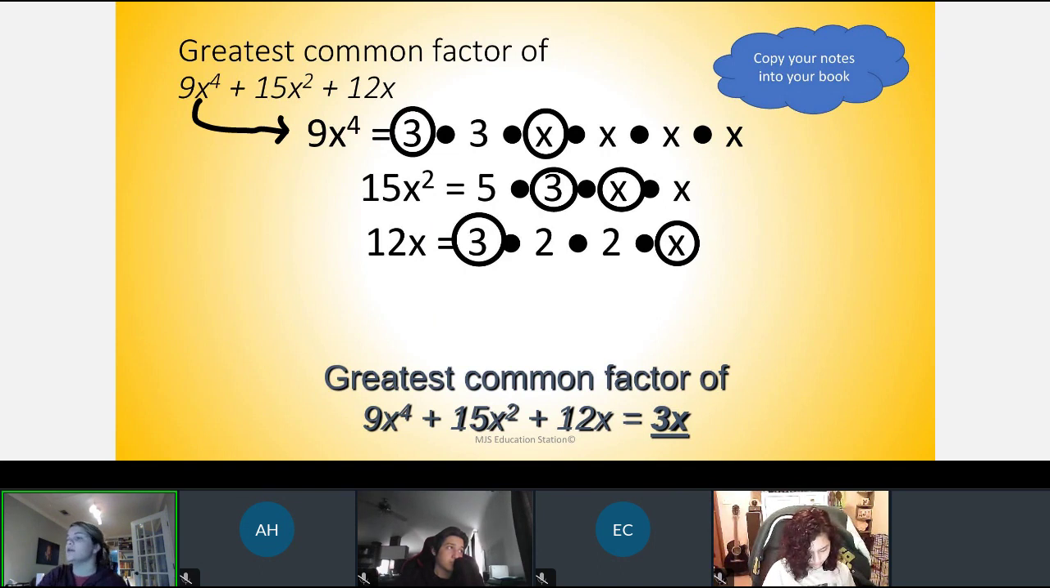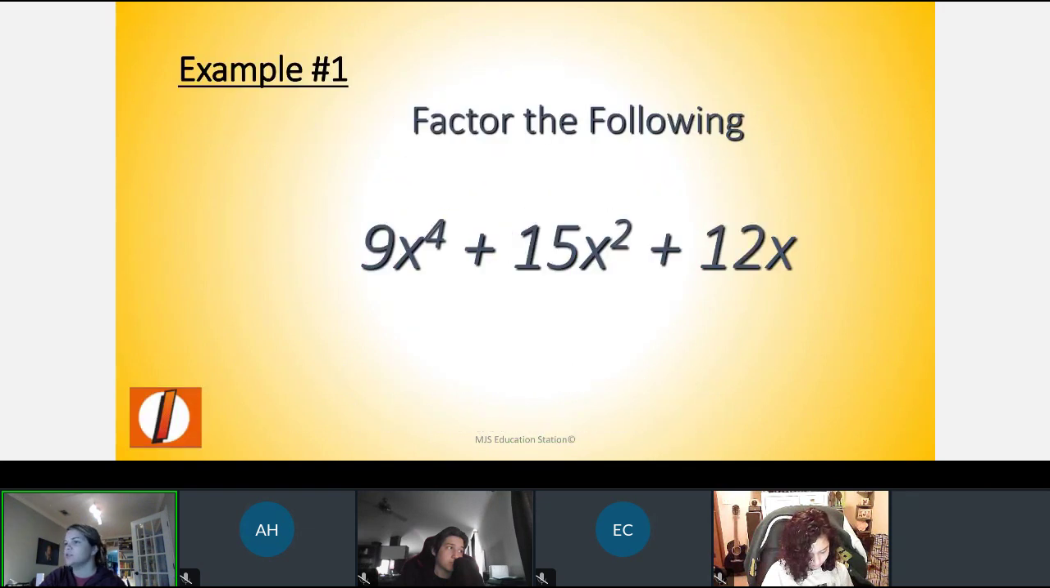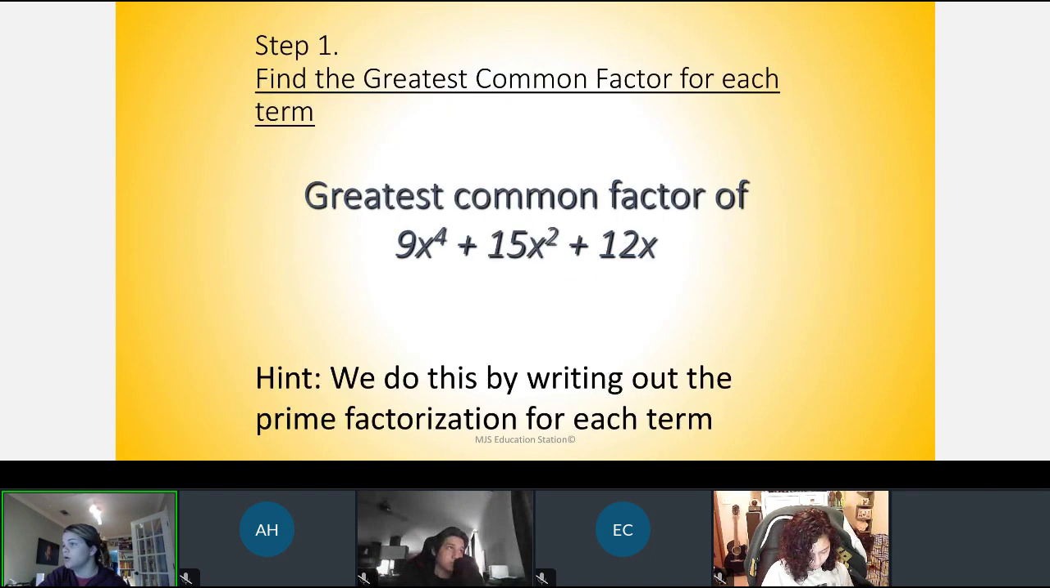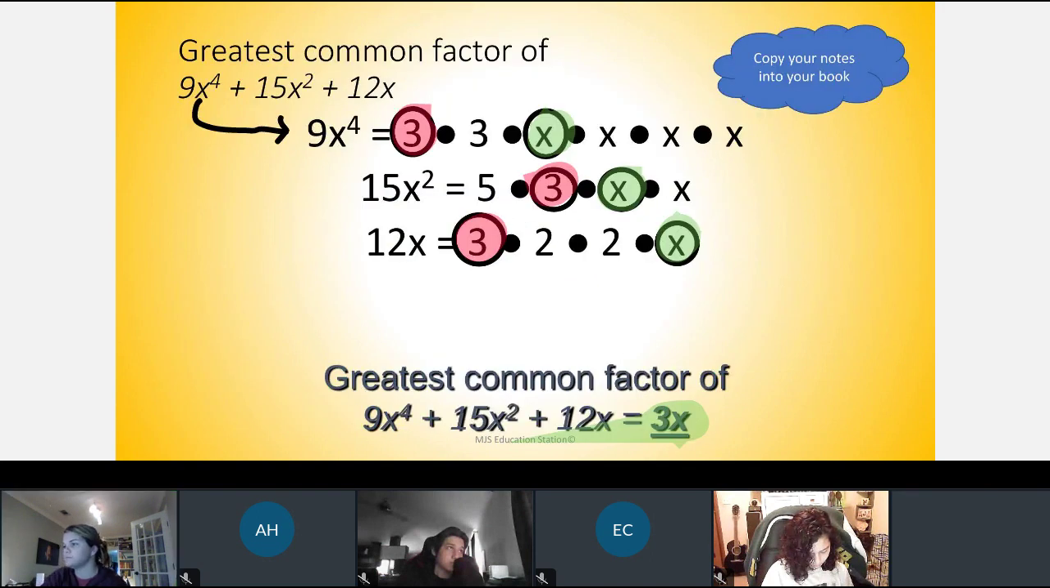So what we're looking for here is all of the same. We're finding the biggest number, and then how many x's can we pull out? So when we put them together, our greatest common factor of this entire thing is 3 times x, which is the same thing we found over here. So you can do it coefficients first, then variables, or you can do it all at the same time.